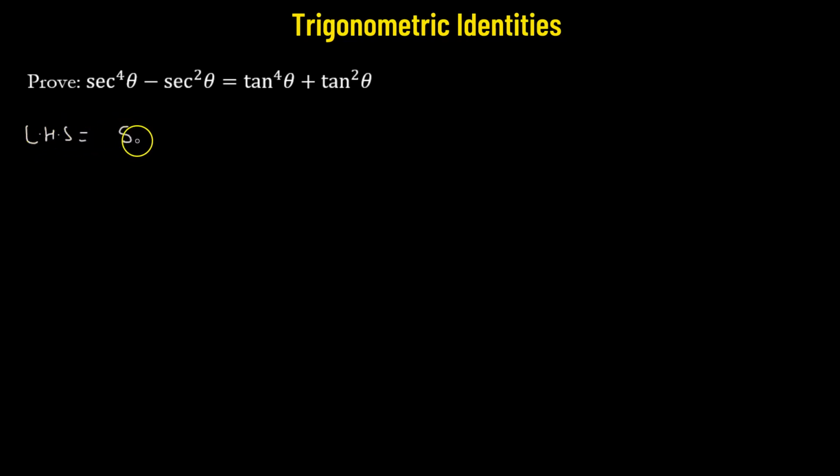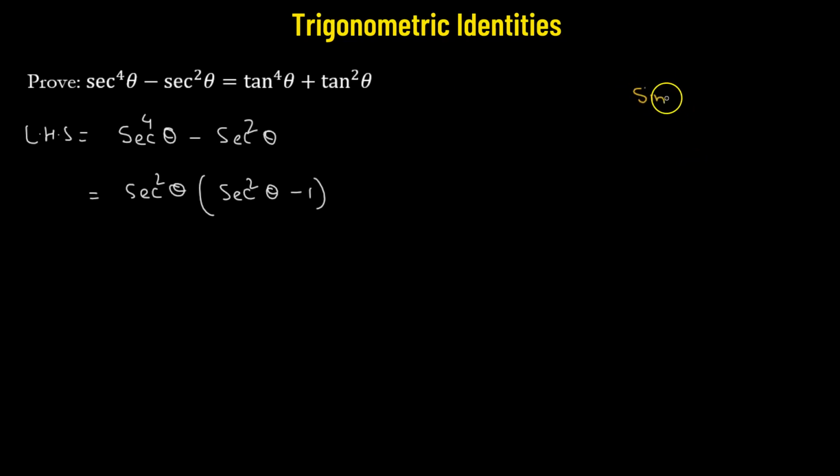So here we have secant theta raised to the power of 4 minus secant squared theta. Now from the two terms, if we take secant squared theta as the common factor, then secant squared theta will get multiplied by secant squared theta minus 1. Now we're going to use an identity.